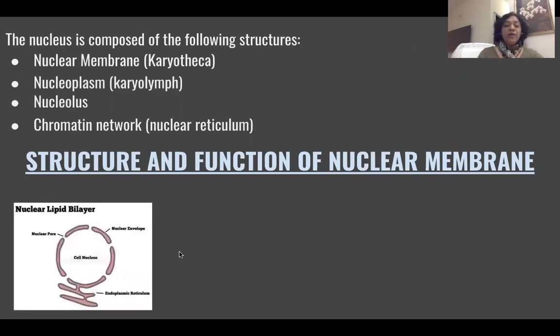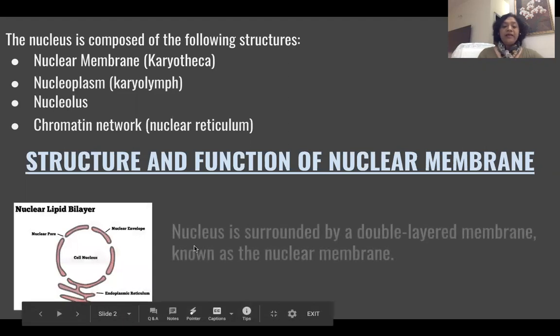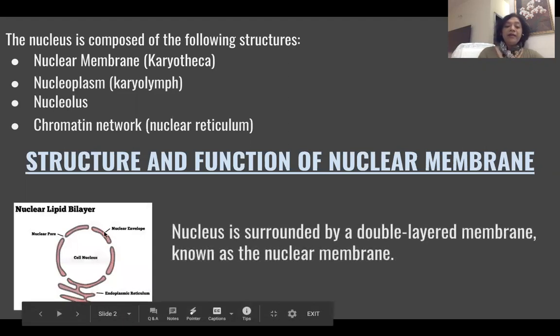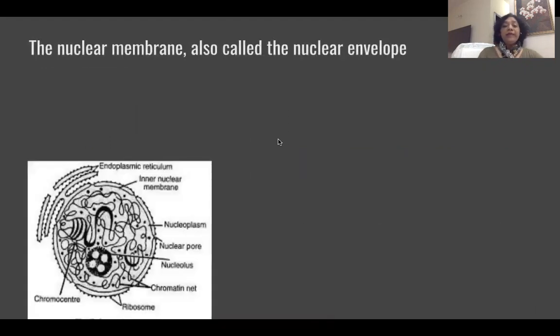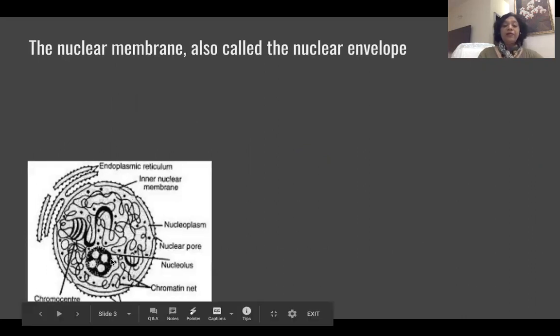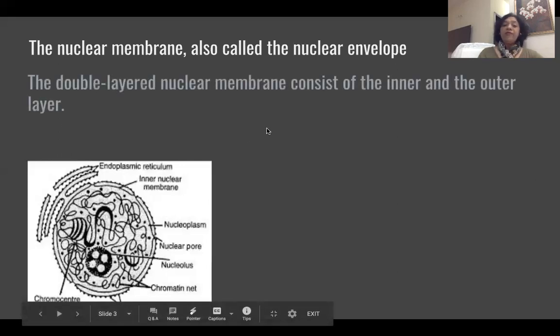Now, let us look at this diagram. In this diagram, you can find that the nucleus is surrounded by a double-layered membrane. You can see the double-layered membrane very clearly, and this membrane is called the nuclear membrane. The nuclear membrane surrounds the nucleoplasm, nucleolus, and the chromatin material which is present, and this nuclear membrane is also called the nuclear envelope.